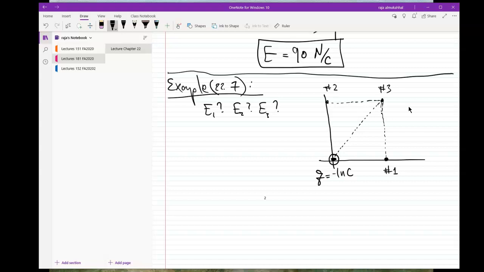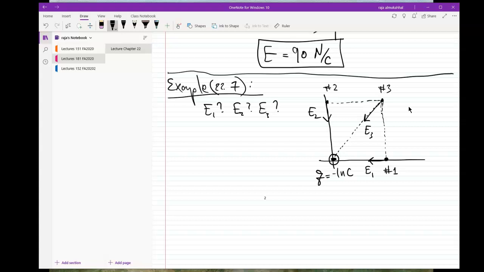Now, if I come to E1, which is at point 1, what's the direction of that field? It's going to be towards the charge, because it's negative, right? So that's going to be E1 like that. E2 similarly is going to be down towards it like that. And then of course E3 is also going to be like that as well. All towards the charge because it's a negative charge. If it's a positive charge, it's going to be away from it.